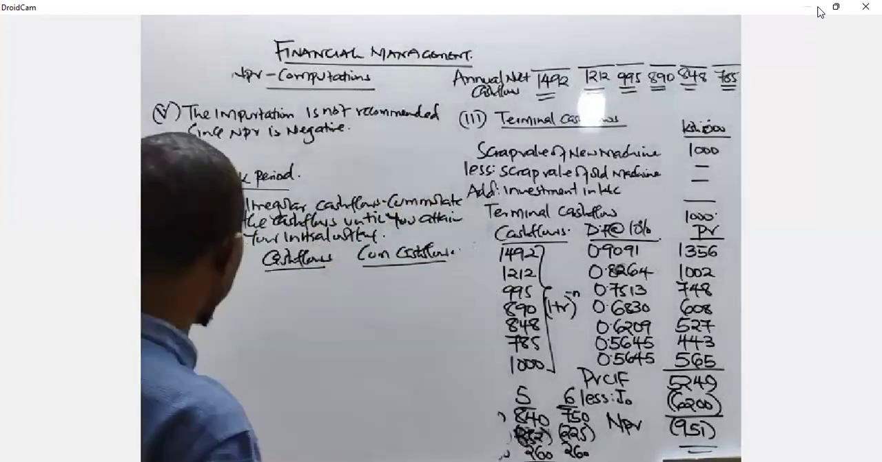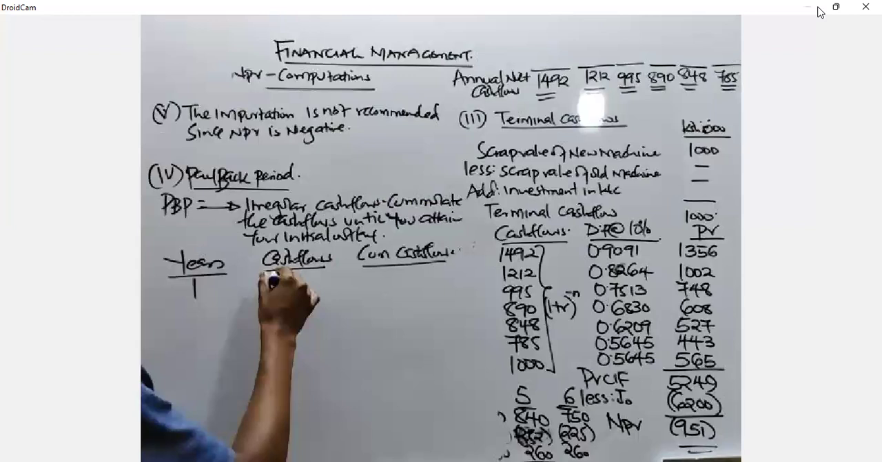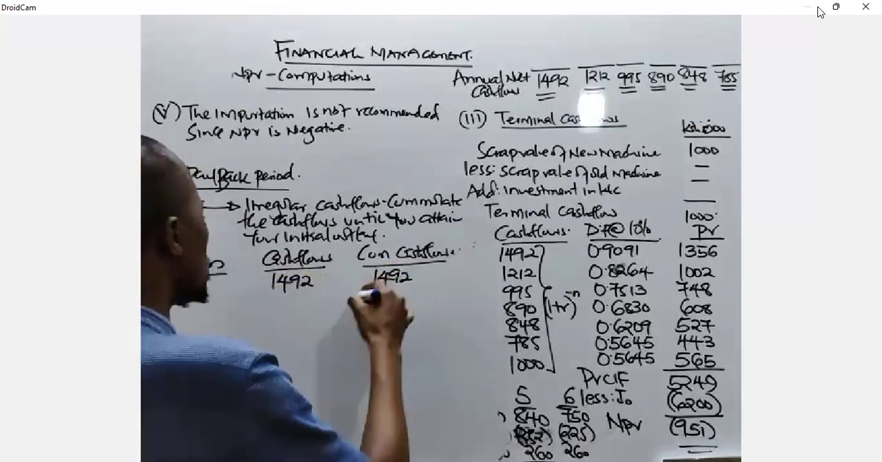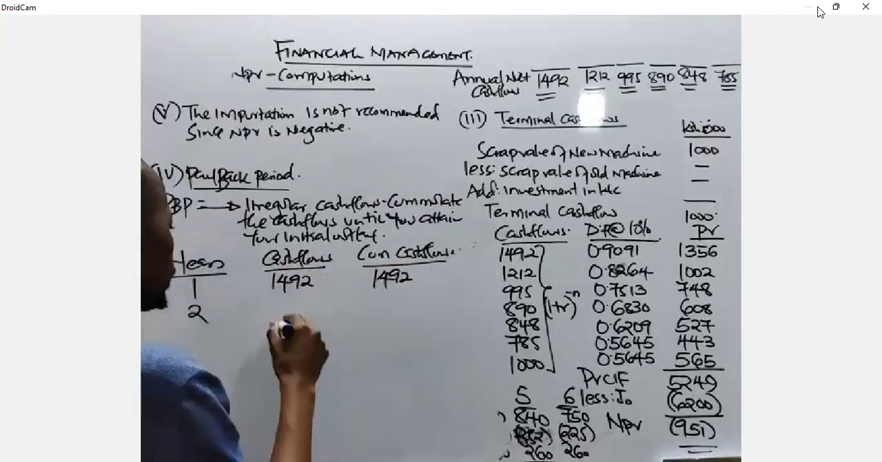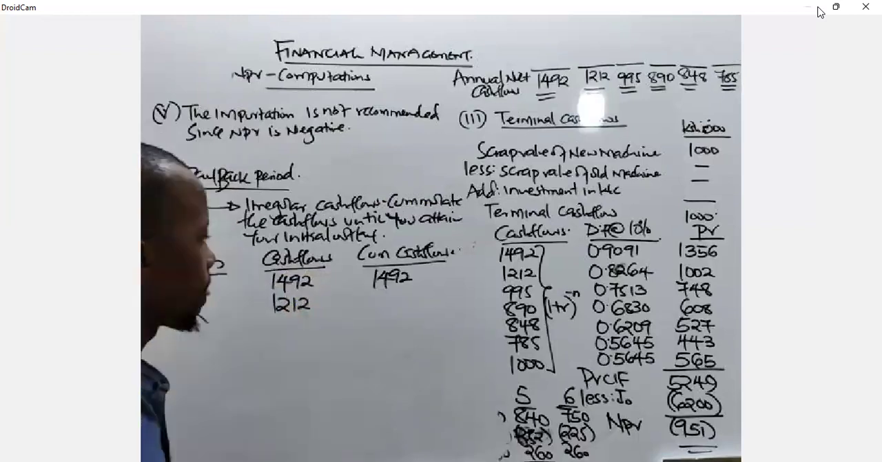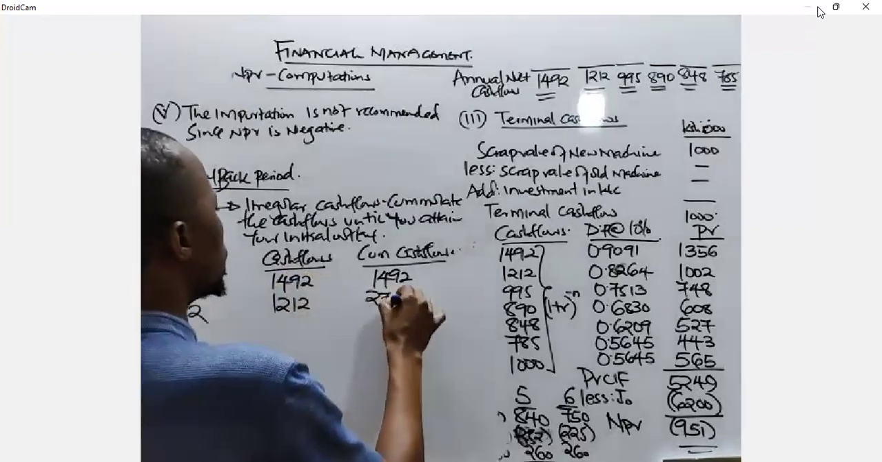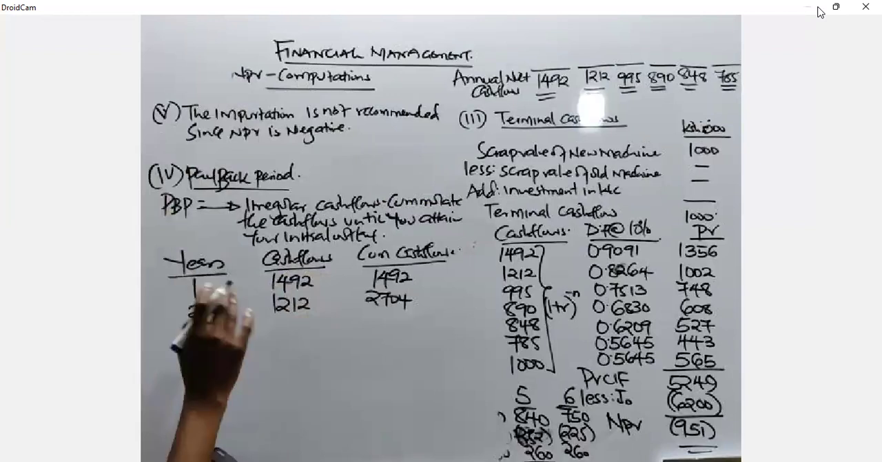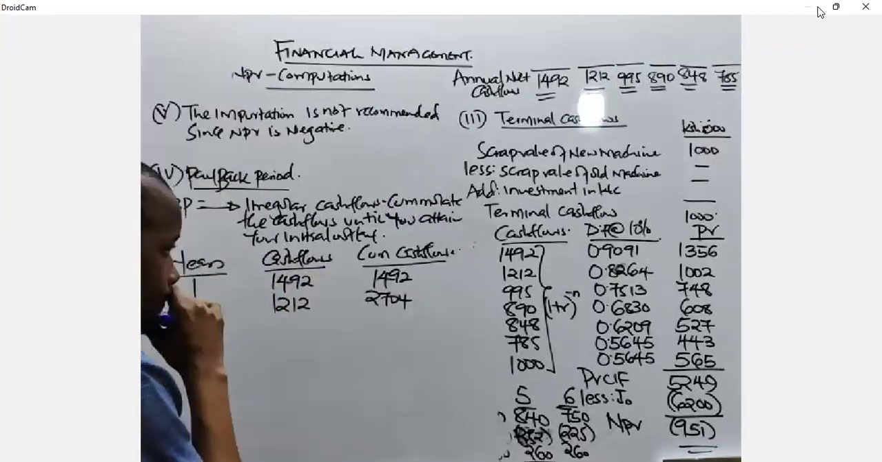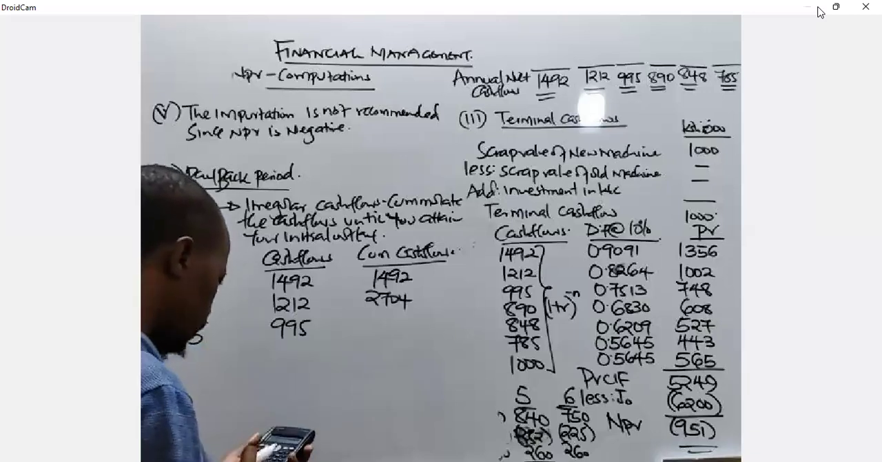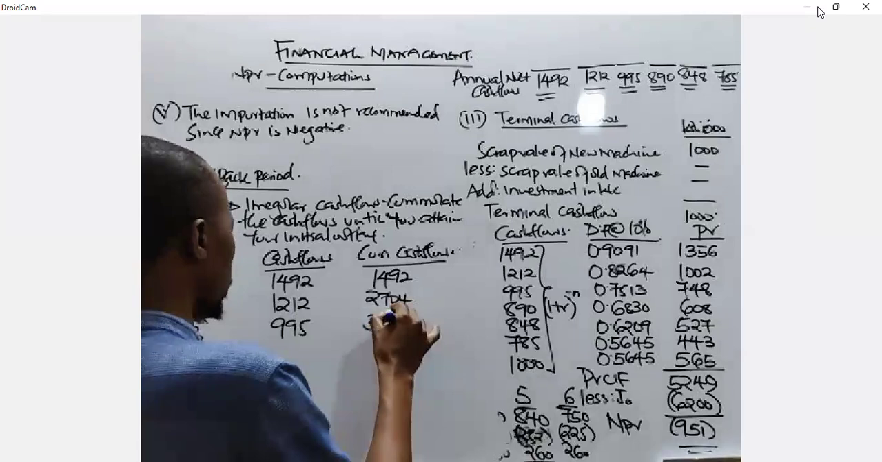Year one, we have 1492. So when we are accumulating, we start with 1492. We go to year two, where the cash flow is 1212. So 1492 plus 1212 gives 2704. We go to year three. Remember the initial outlay is 6200. Year three, we have 995, so we add 995, getting 3699. We are yet to attain 6200.